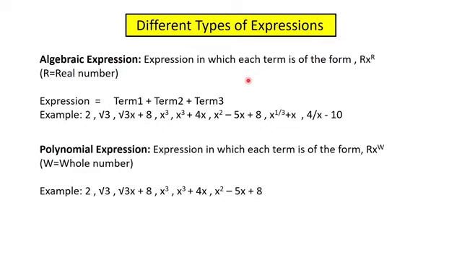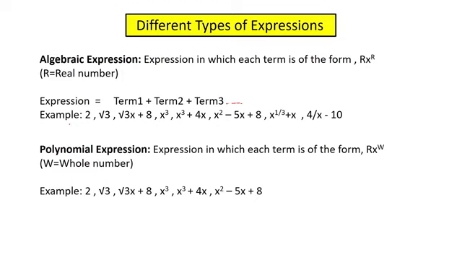The expression in which each of the term is of the form like r x to the power r, those expressions are called algebraic expression, and this r means a real number. So you can see here the expression can consist of many terms, term 1 plus term 2, term 3 and so on. Instead of plus there can be minus also. So it can be like term 1 plus term 2 minus term 3 and so on.